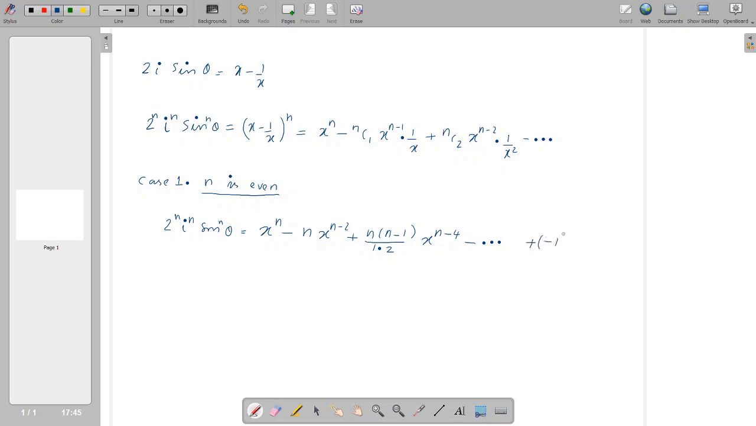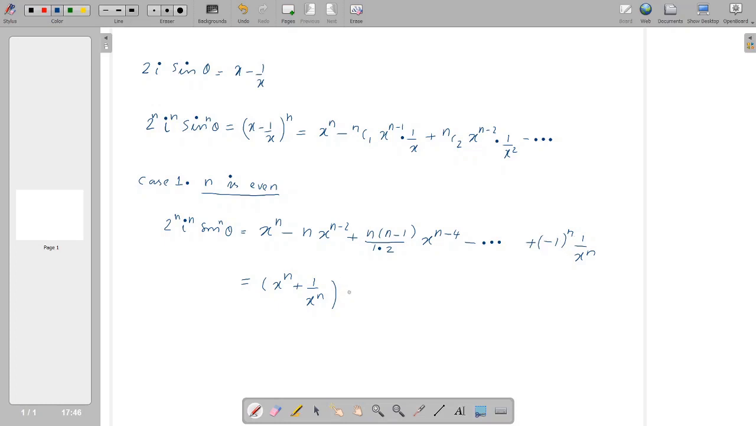minus 1 raised to n. Of course, if n is even this contains exactly n plus 1 terms, an odd number of terms. If n is even the last term will always be positive, because the last term will be minus 1 raised to n times 1 by x raised to n. So since n is even, we can start grouping these terms. The first term will be x raised to n plus 1 by x raised to n. Since the last term is always positive, this term will be positive.